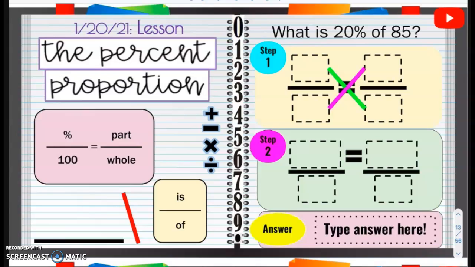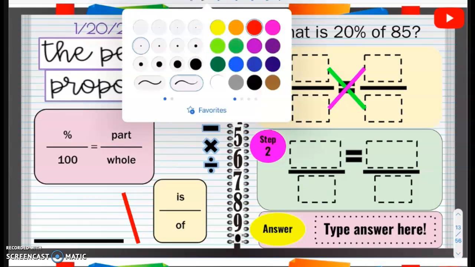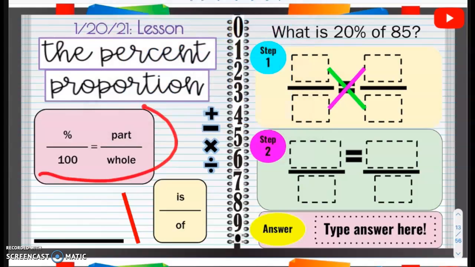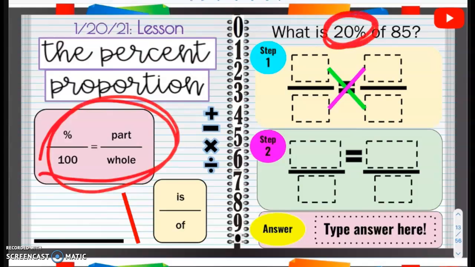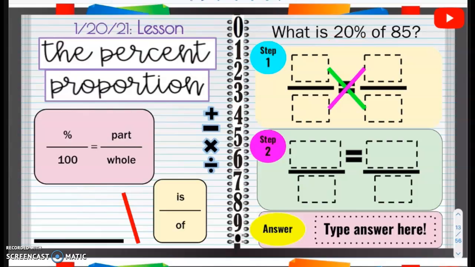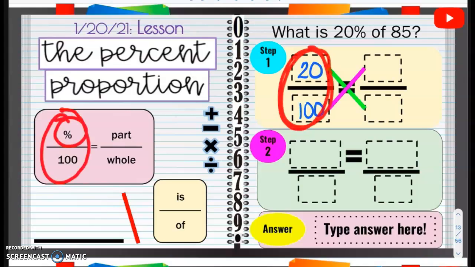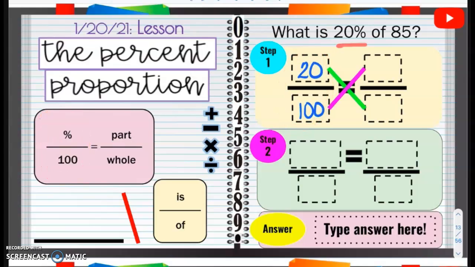So here's the way that we are going to take a look at this. First of all, we have a percent, so we're going to put that percent up here. It's 20%, so we're going to have 20 out of 100. So we have 20 out of 100, that's 20%. This is 20% out of the 100 of 85. So we're going to figure out what is 20% of 85. We're trying to figure out the part of the whole.